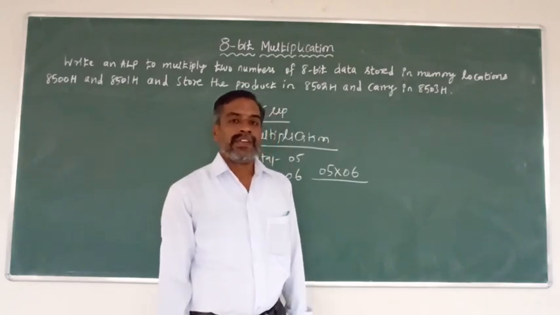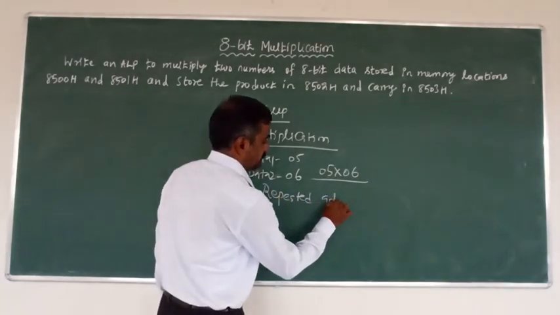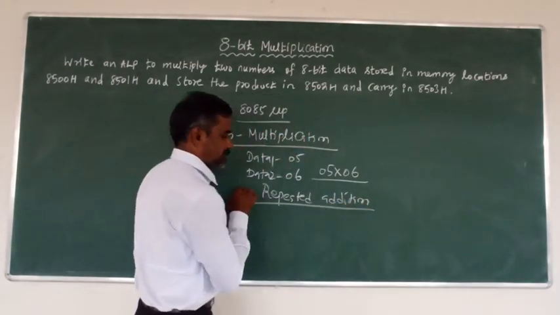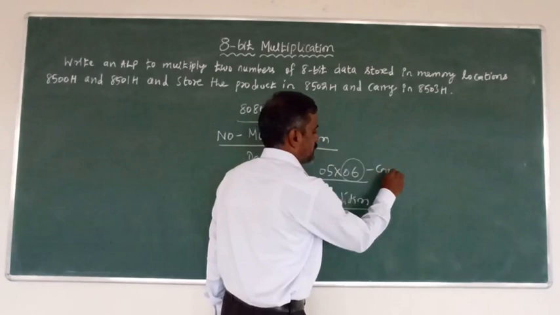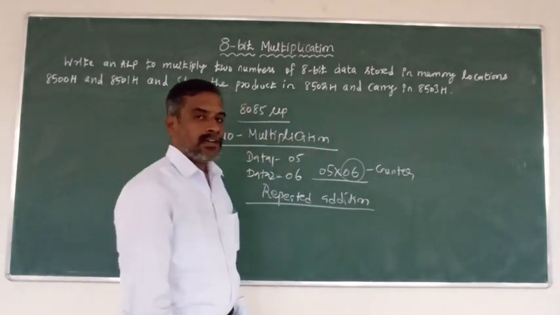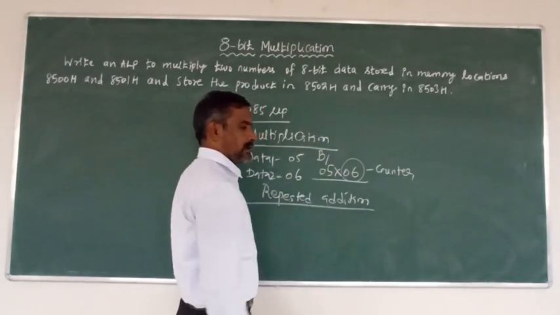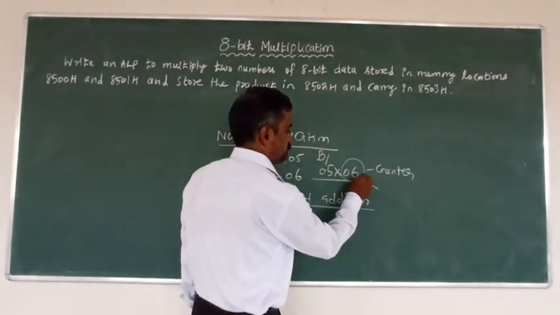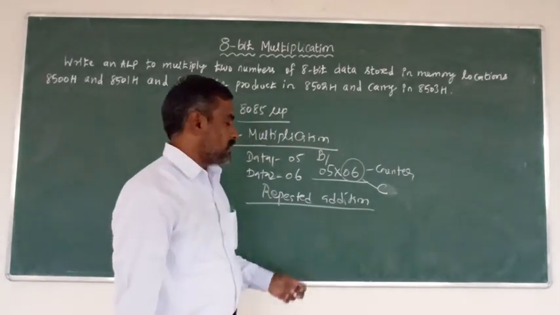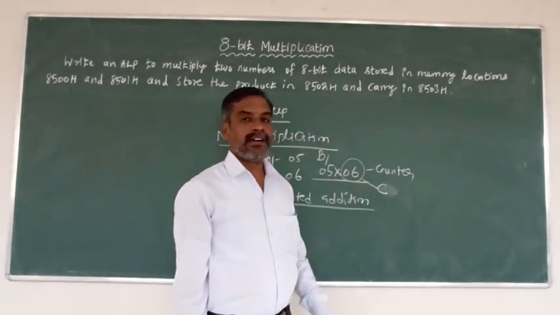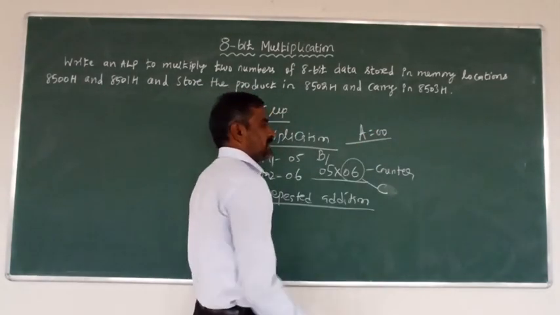For that, we can use the repeated addition concept. Repeated addition means to fix any one data as a counter. Suppose the 05 data is in the B register and the 06 data is in the C register. Now to fix any one data as a counter, first we have to clear the accumulator content.